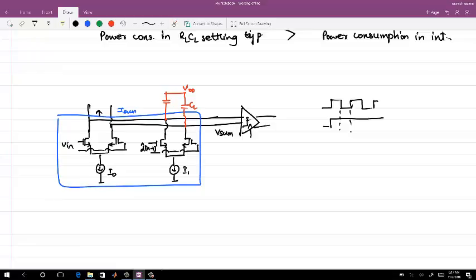So we cannot just leave it like this. What shall we do? For each bit, we should start from the same state, right? So how can we start the V sum node from the same state for each bit?